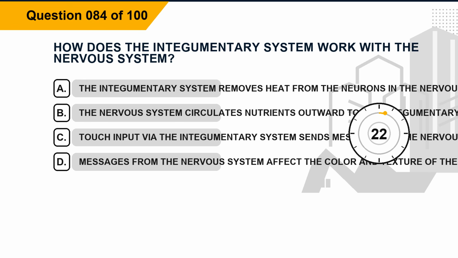Question 84. How does the integumentary system work with the nervous system? Option A. The integumentary system removes heat from the neurons in the nervous system. Option B. The nervous system circulates nutrients outward to the integumentary system. Option C. Touch input via the integumentary system sends messages to the nervous system. Option D. Messages from the nervous system affect the color and texture of the skin.